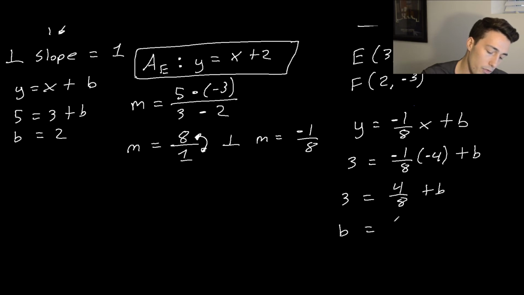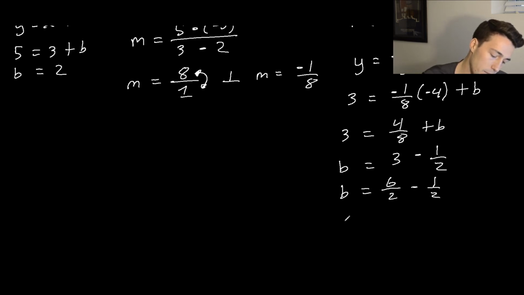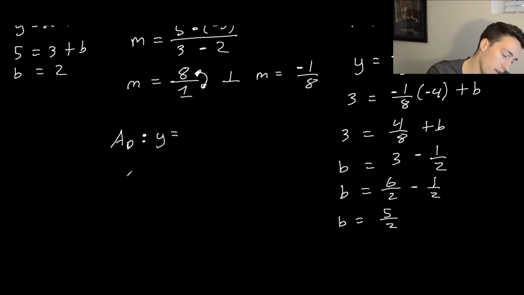b is going to equal 3 minus 4/8. This is really just 1/2. So if we have common fractions here, we're going to have 6/2 minus 1/2. So now we get b is equal to 5/2. And this is our altitude of D, which will be y is equal to -1/8 x plus 5/2.